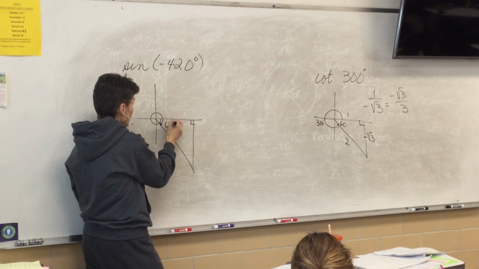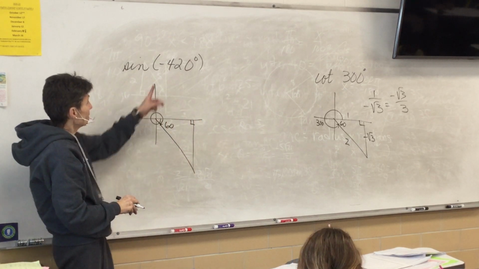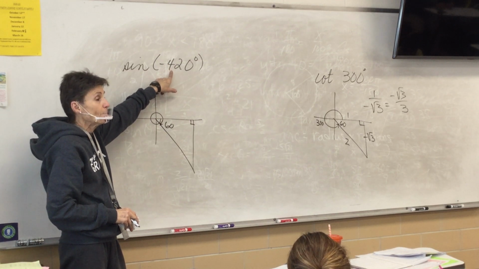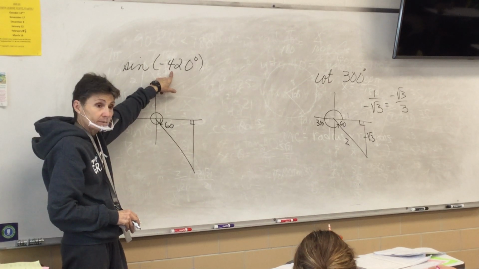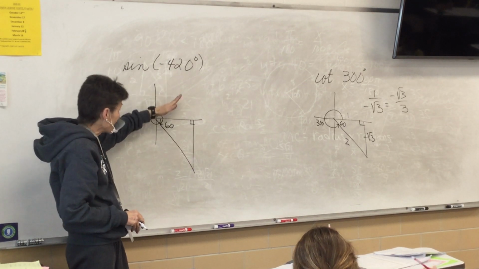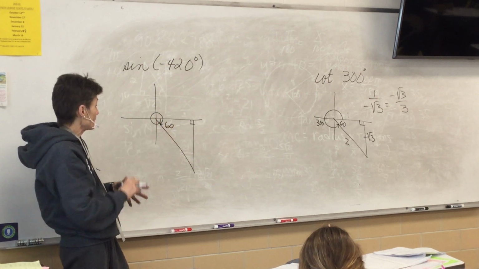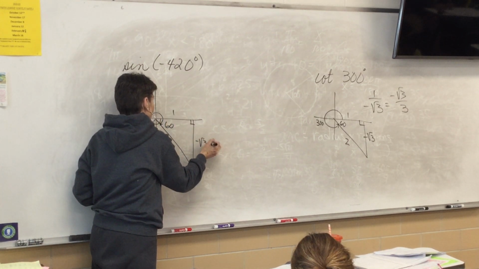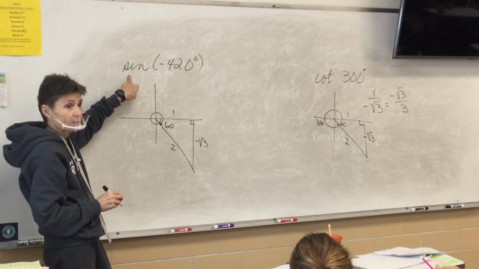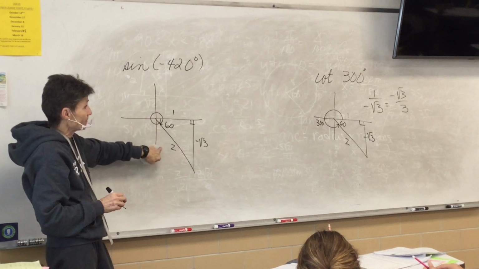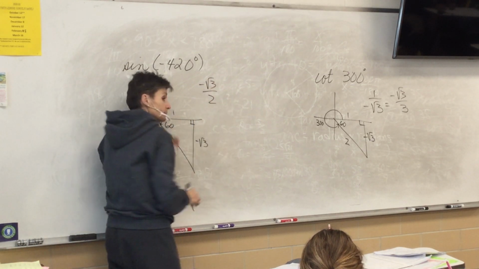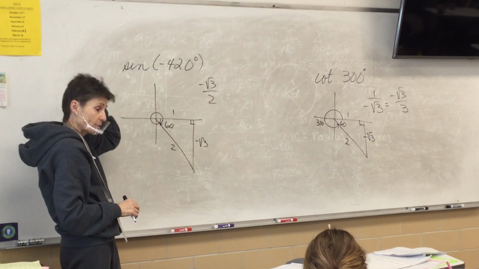I think it's the same triangle I just drew over there. All the way around is 360. This is 60 more than that, so down another 60. So we have our 1, our negative root 3, and our 2 again, but this time we want the sine, and the sine is negative root 3 over 2, opposite over hypotenuse.